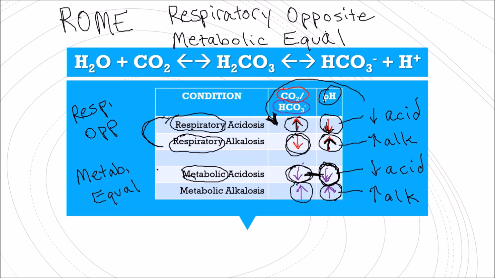And on the last line, this pH is going up, which means alkaline. And look, your bicarb level is also going up. So that's equal. The arrows are both going up, so that must mean metabolic.